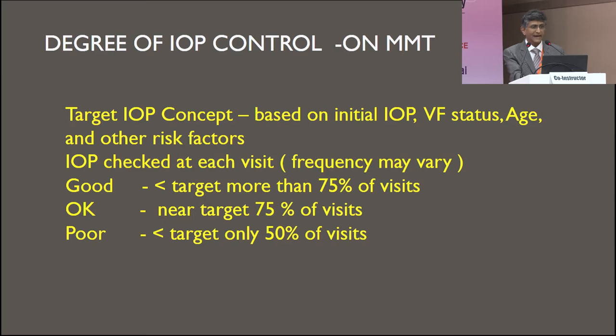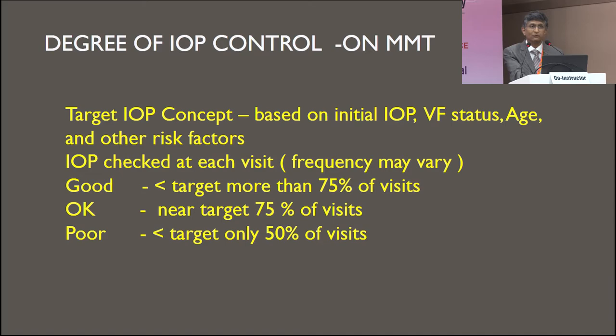So then you are going to check the patients. You classify again into good, okay, and poor. The patients who are maintaining target pressures less than target for more than 75% of your visits. Now you are going to do many visits.